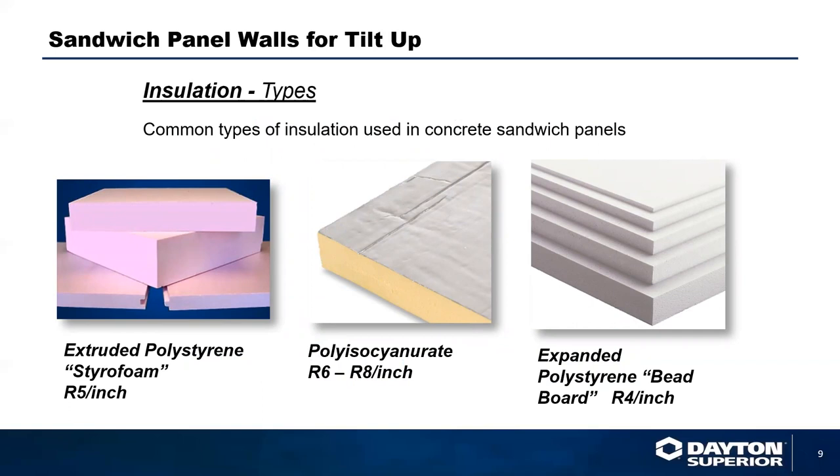Your polyisocyanate is typically a brownish yellow color, and usually will have a foam backing on it. A lot of times you'll see this used as roofing material on most of these tilt-up construction projects. And then we have the expanded polystyrene. Remember the old styrofoam coffee cup? It was made up of a bunch of beads of insulation that was formed in the shape of a cup. Well, that's expanded polystyrene.